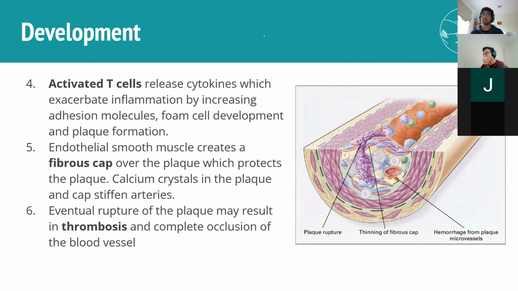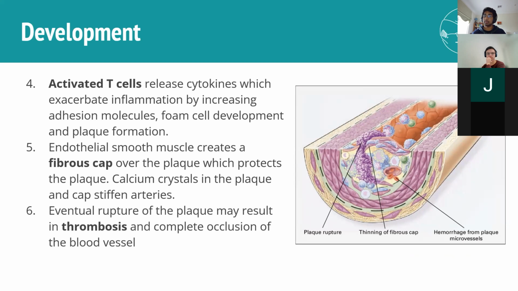So these are sort of regulatory T cells, and they release cytokines, immune mediators, which will make things worse again. So they increase adhesion molecules, so we have more macrophages. They make foam cells develop faster, and they help just overall develop the plaque, which is a sort of building little mass of cholesterol, well, LDL, foam cells, and just sort of general detritus there.